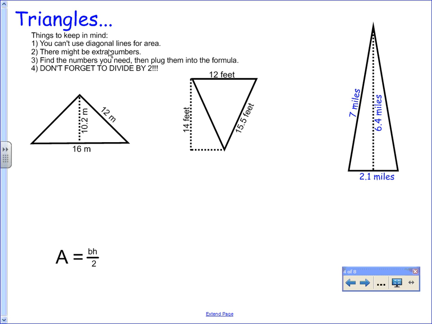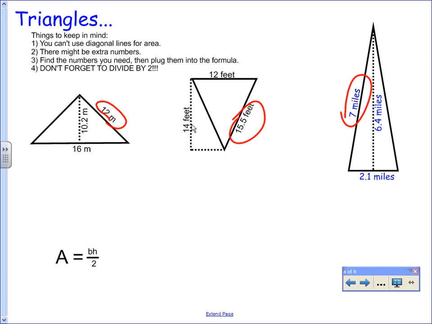You can't use diagonal lines for area. So this number right here that's labeling this diagonal line is totally irrelevant. So is this one, and so is this one. Now, there might be extra numbers, so we just talked about that. There are extra numbers. Find the numbers you need and then plug them into the formula.